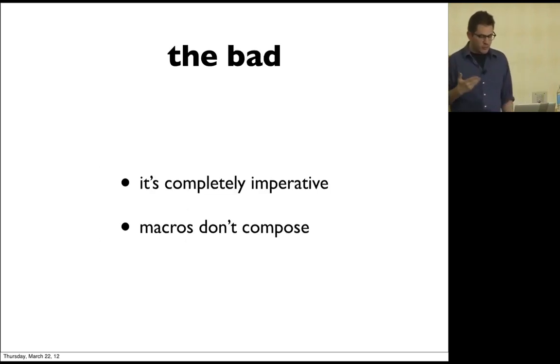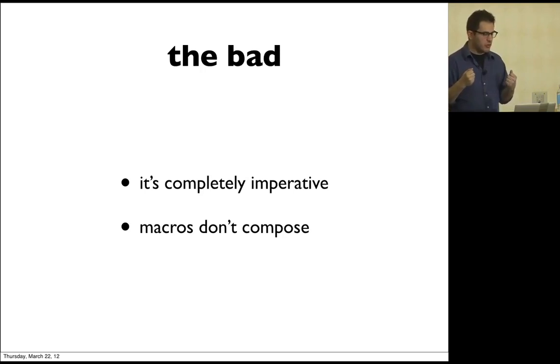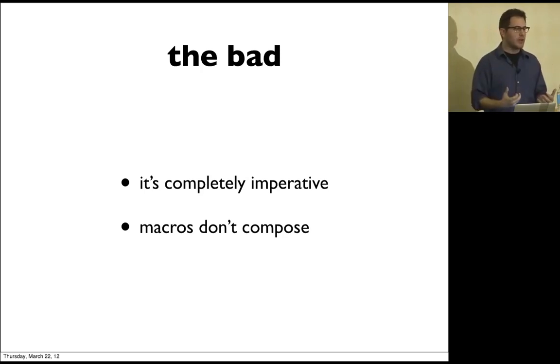But unfortunately, there are also some problems. It's completely imperative, right? There's absolutely no separation between saying what we want to happen and it just happening. And this cuts Clojure off at the knees, right? We are good. We work with data. We can transform data. We can filter data. We can do all these sorts of things, and there is no data here.